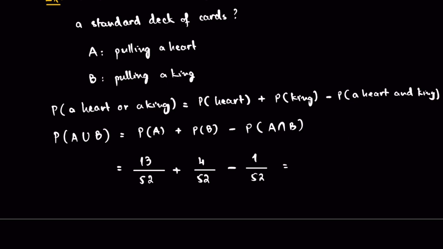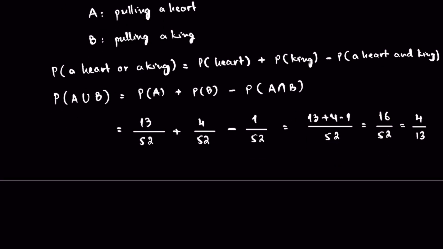Because they have the same denominator, we're going to do 13 plus 4 minus 1, divided by 52, which is 16 over 52. You can simplify this to get 4 out of 13, which is approximately equal to 0.31, or 31%. So there is a 31% chance of pulling a heart or a king.